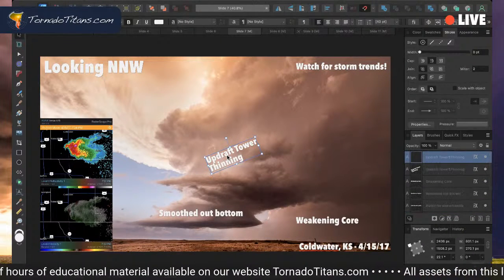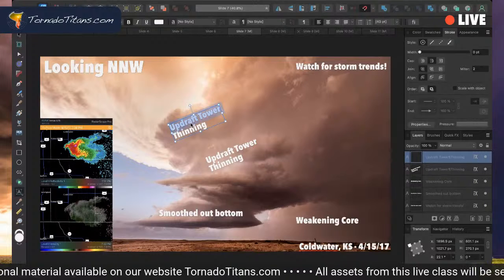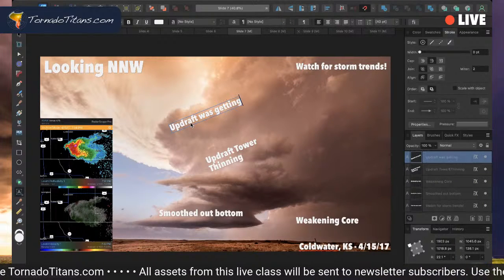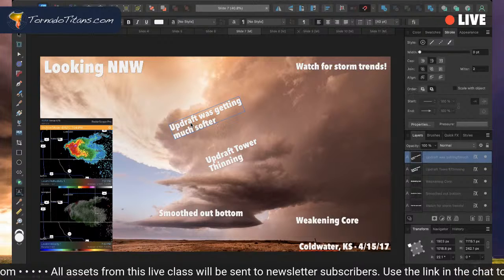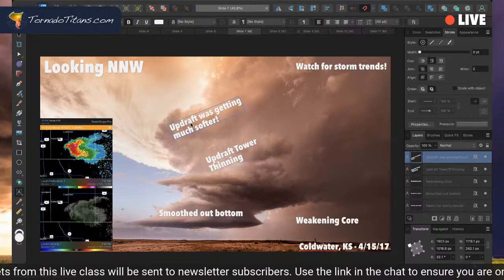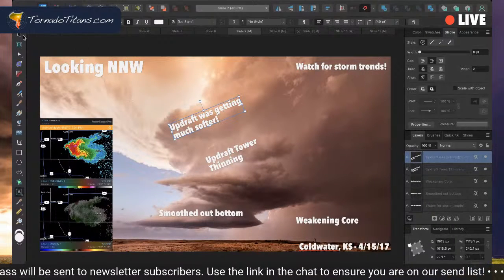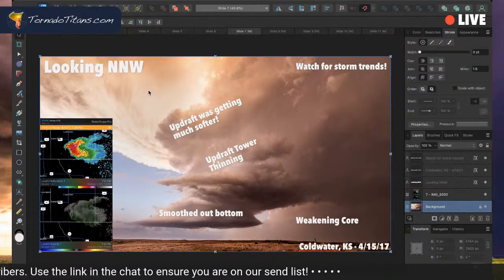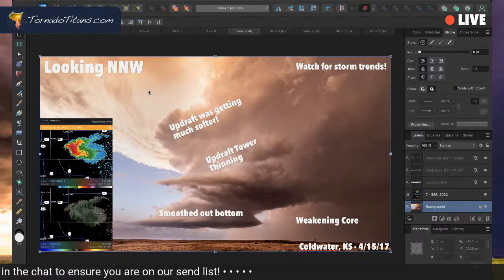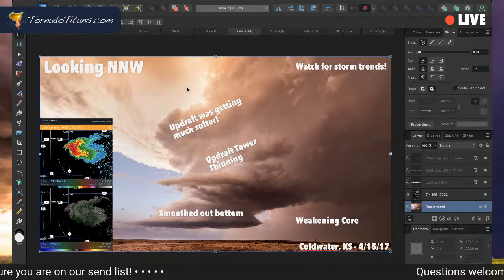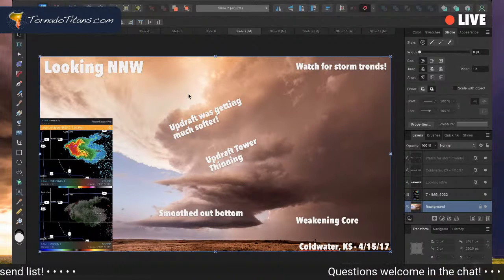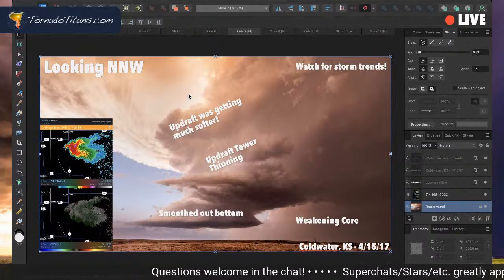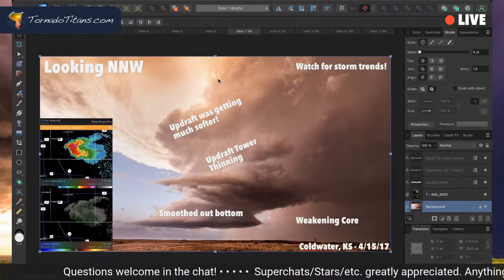Another thing that I had noticed during this is the updraft was getting much softer. That's an important thing to point out whenever you're looking at an updraft, because if they're crisp and really, really solid, that's a strong updraft. If they go from that to really mushy, something's happening there. There's something making that updraft kind of struggle a little bit.